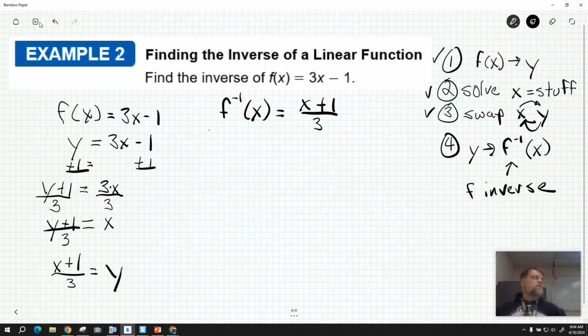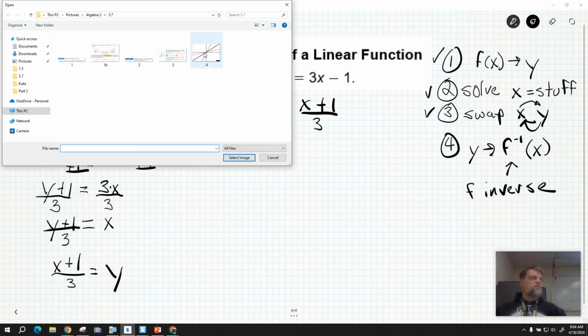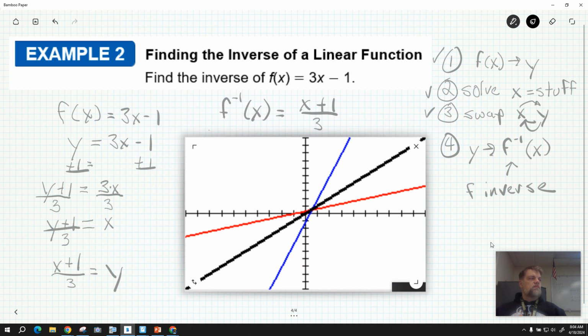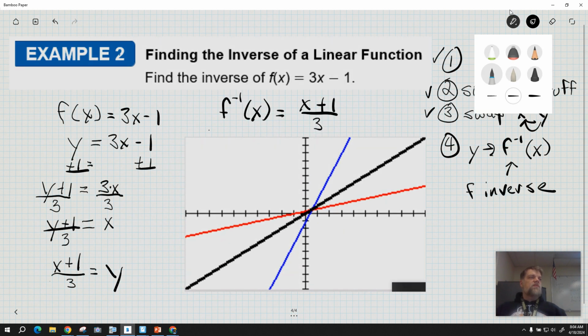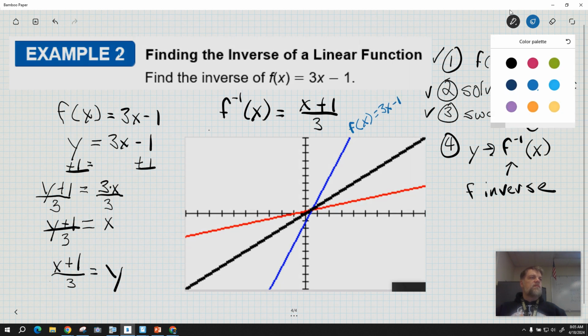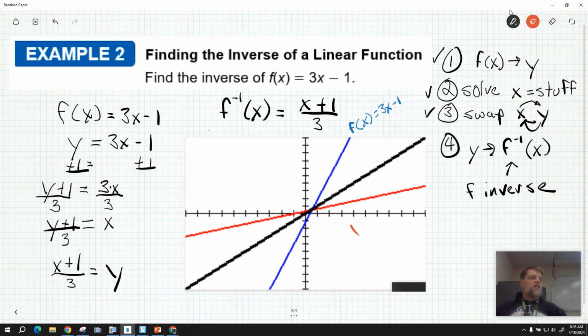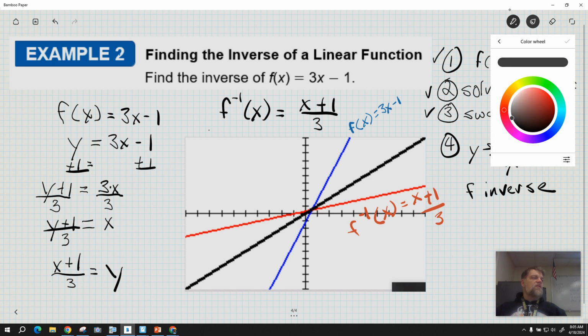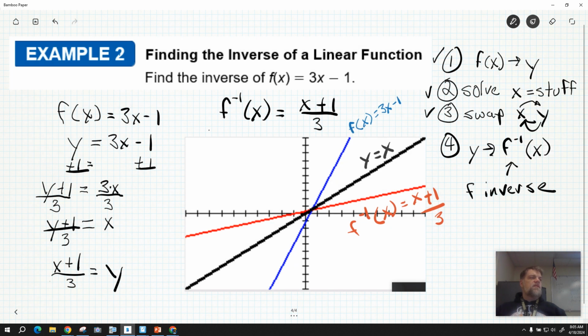Anyways, let's plug this in here. And let's label that. So just kind of sketch this in real quick. So this is f of x equals 3x minus 1. This is f inverse of x, which is equal to x plus 1 all over 3. And then lastly, don't forget that this diagonal line is just y equals x. That's how we're going to double check these every time. Are there any questions on that?